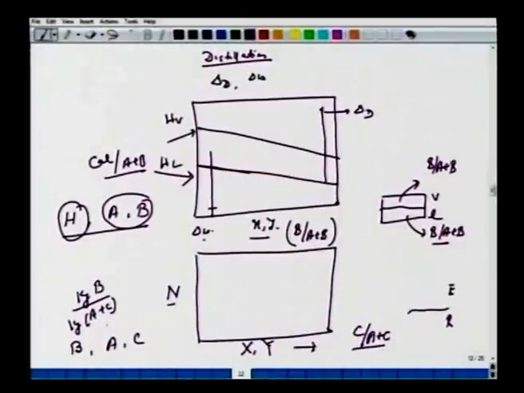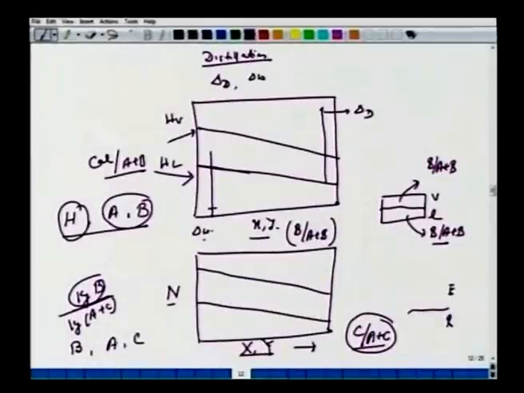Similarly, from the same equilibrium diagram, we can also plot N versus X, Y. X, Y is C over A plus C. So there is no solvent here, it's a solvent-free C over A plus C. And here we can plot how much solvent is required, B over A plus C, in two phases. If you do this, you will get a similar plot like this.